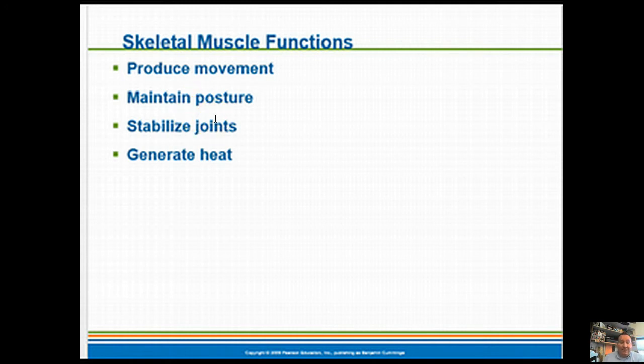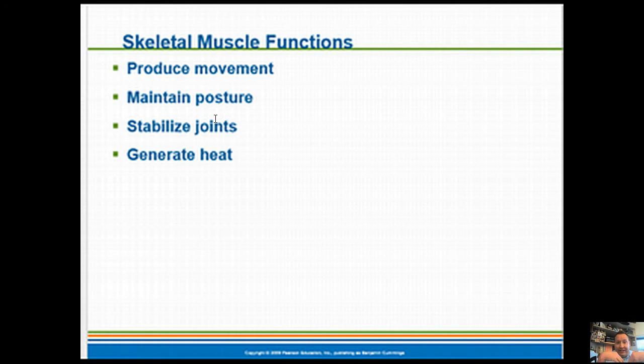It's also going to stabilize joints. When you take a look at your knee joint itself, that synovial joint, that hinge joint, it's all stabilized by muscles that are surrounding it with those tendons that are associated with it, keeping it firmly in shape and preventing it from becoming really loose and unstable. Also, when we move muscle, it's going to generate heat. Anytime you have that intense amount of exercise, you're generating heat.